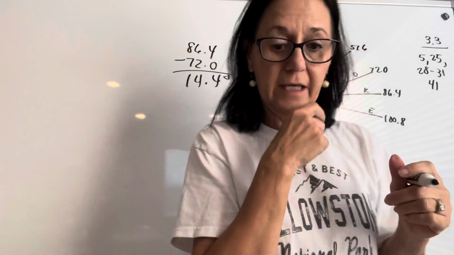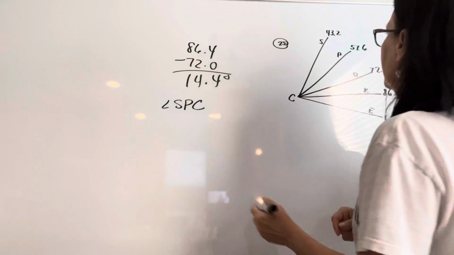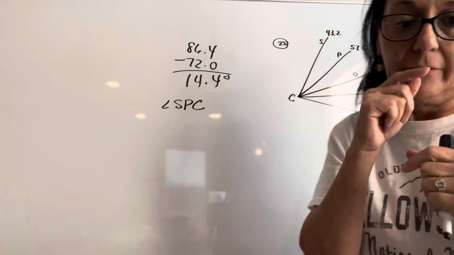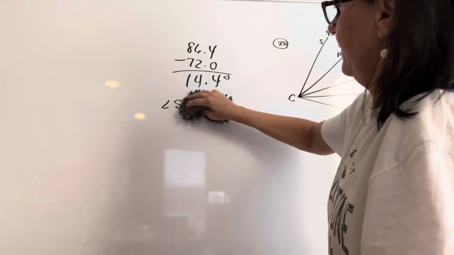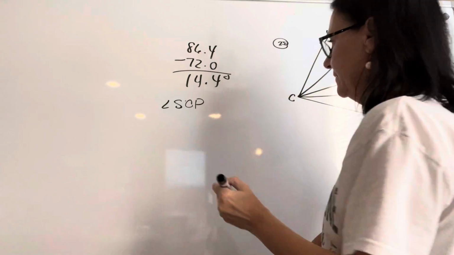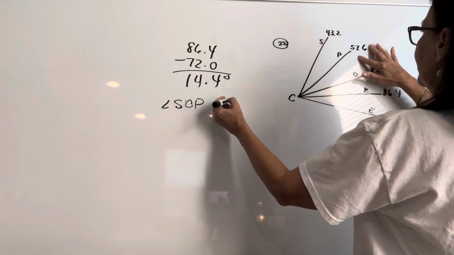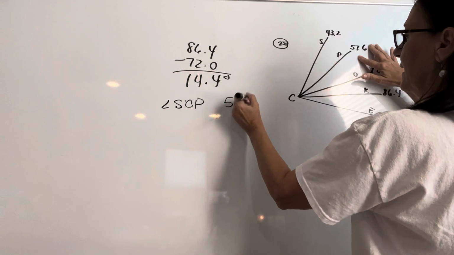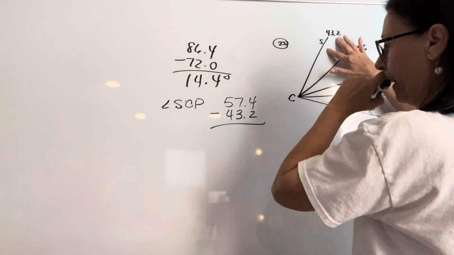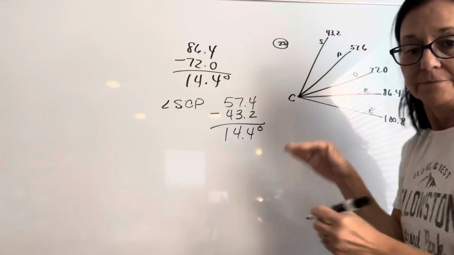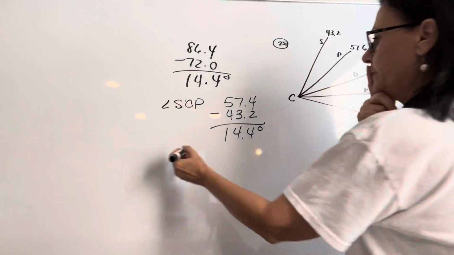All right, 28 says find angle SCP. Angle SPC? So that can't be right. SCP. Feeling a little dyslexic. I knew the vertex had to be in the middle. SCP. Well, I'm expecting it to be 14.4. Let's see if that is right. Minus the 43.2. It is 14.4 degrees. That's 28.